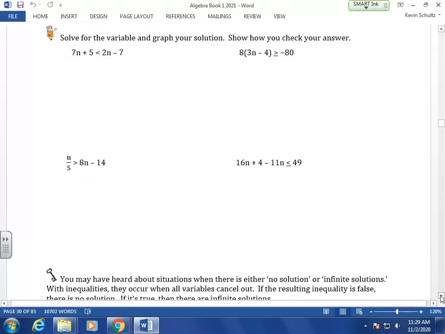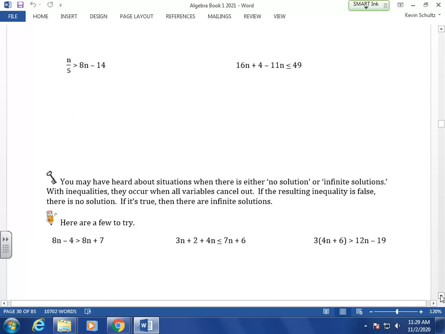Let's move the page on that. Okay, so when you've got a fraction as a part of an equation or an inequality, if you're able to, I recommend defractionizing, if that's even a word, that term first. So we have n divided by 5 is greater than 8n minus 14. How do we get rid of that fraction on the left side? Multiply by the denominator, in this case 5.